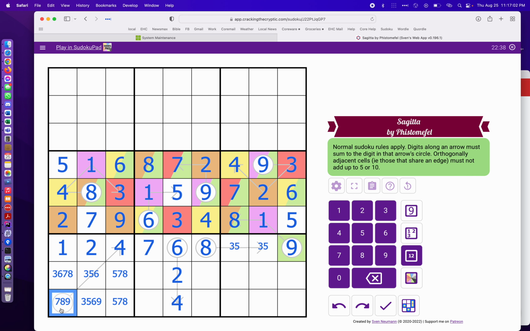So if that was 9, that'd have to be 5. That can't be 8 because that'd be two 4s. 7, 3. So this one can't be 6. So it's either 7, 3, 4. Oh, this one can't be a 3 because it's next to a 2. So that's a 5. That's a 9.